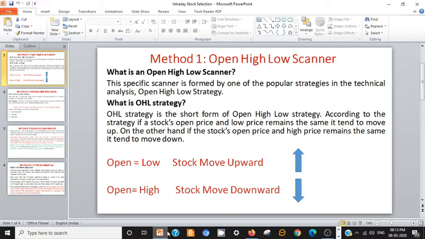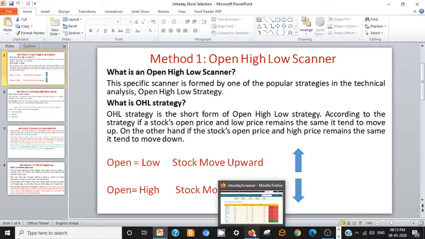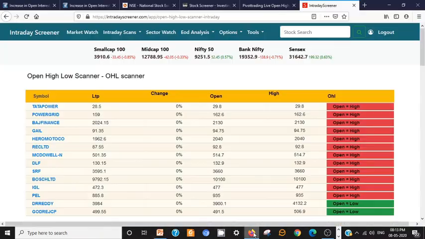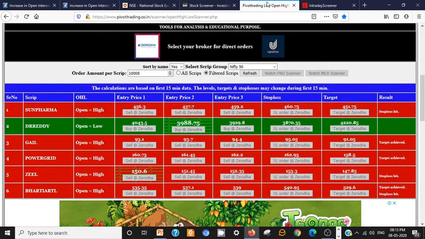On the other hand, when the opening price of the stock equals the high price of the stock in a day, the trend is going to be downward. So keeping this particular strategy, we can select stocks for intraday. Now for that, you have to use an open-high-low scanner. I'm going to tell you about two important scanners which are used for selecting stocks on this particular strategy.